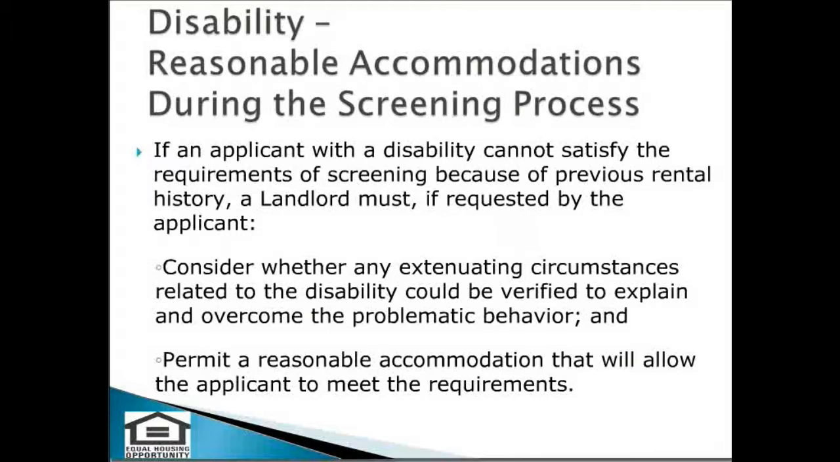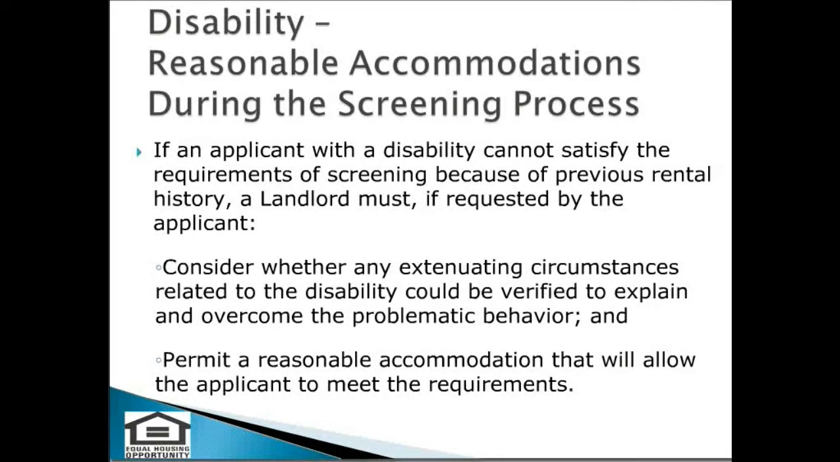If an applicant with a disability cannot satisfy the requirements of screening because of previous rental history, a landlord must, if requested by the applicant, consider whether any extenuating circumstances related to the disability could be verified to explain and overcome the problematic behavior and permit a reasonable accommodation that will allow the applicant to meet the requirements.